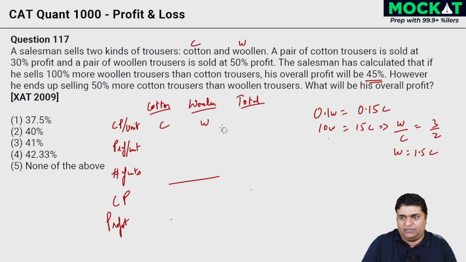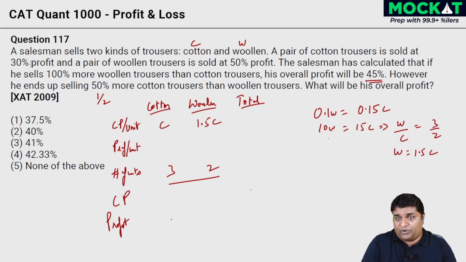What is given over here for us? W is nothing but 1.5C, so I can use one variable right now. He sells 50% more cotton trousers than woolen. So woolen was 2, and 50% is half more than this. Why did I use 2 over there? Because 50% is half. If this is 2, half of 2 is 1 more, so 3 over here. So 3 is 50% more than 2, done.